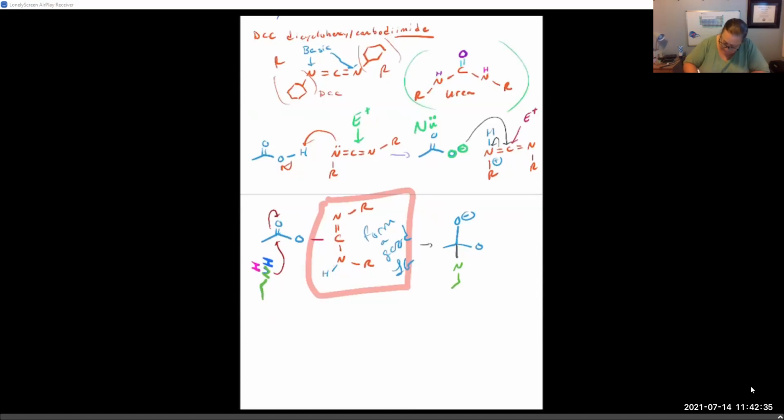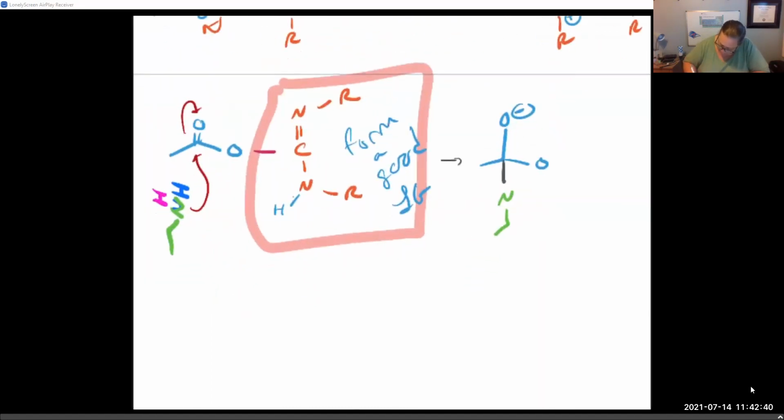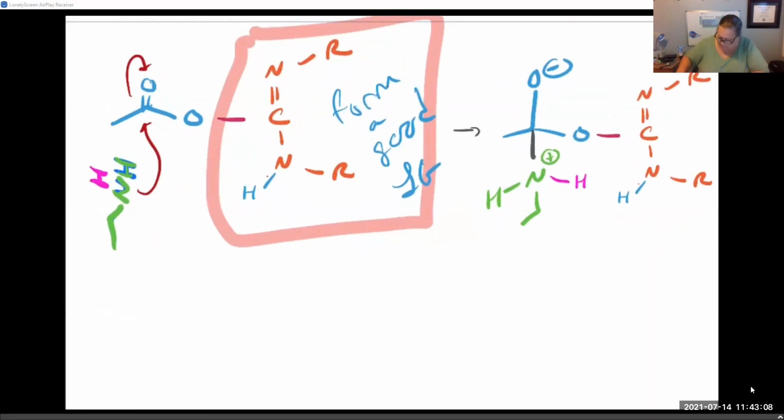Let me see, which color did I use? Pink. So let's put the pink hydrogen over here. I'm just going to leave that hydrogen as being green. All right, so now I have this, and then I have my DCC chunky attached. Hey, that worked out pretty good. Now, what do you think is going to happen?